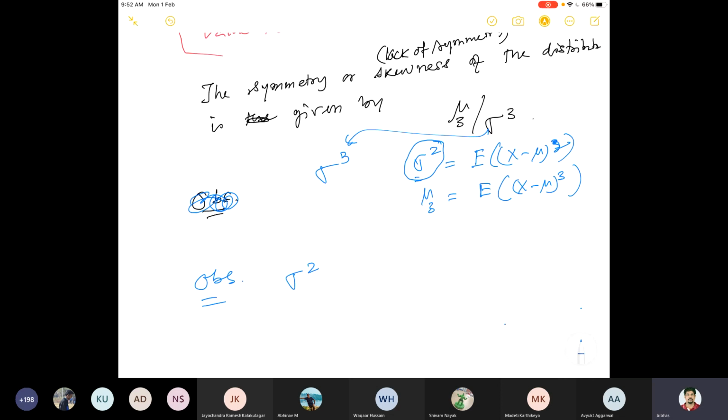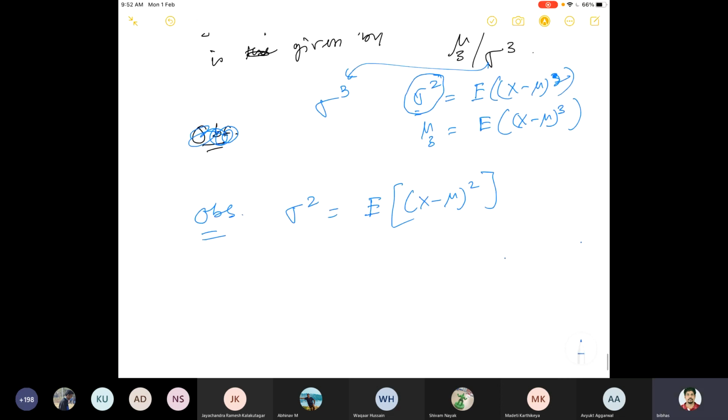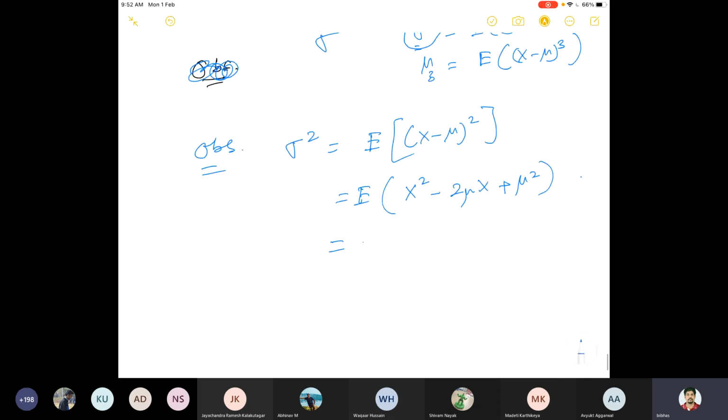Okay, so another observation here: sigma square is just the expectation of (x minus mu) whole square, which is basically the expectation of x square minus 2 mu times x plus mu square. Since expectation is linear, it will act on all these individual values. So expectation of x square, minus expectation of 2 mu x, plus expectation of mu square.